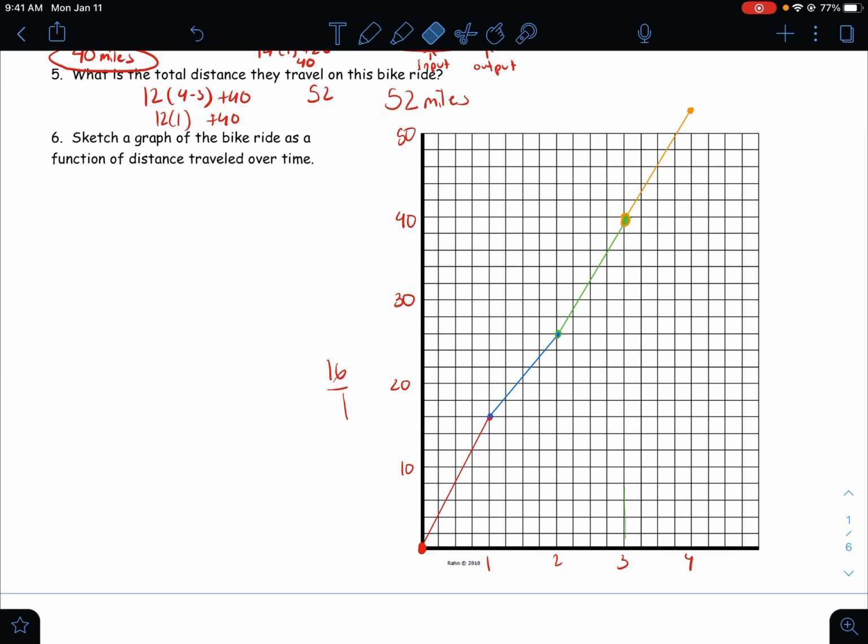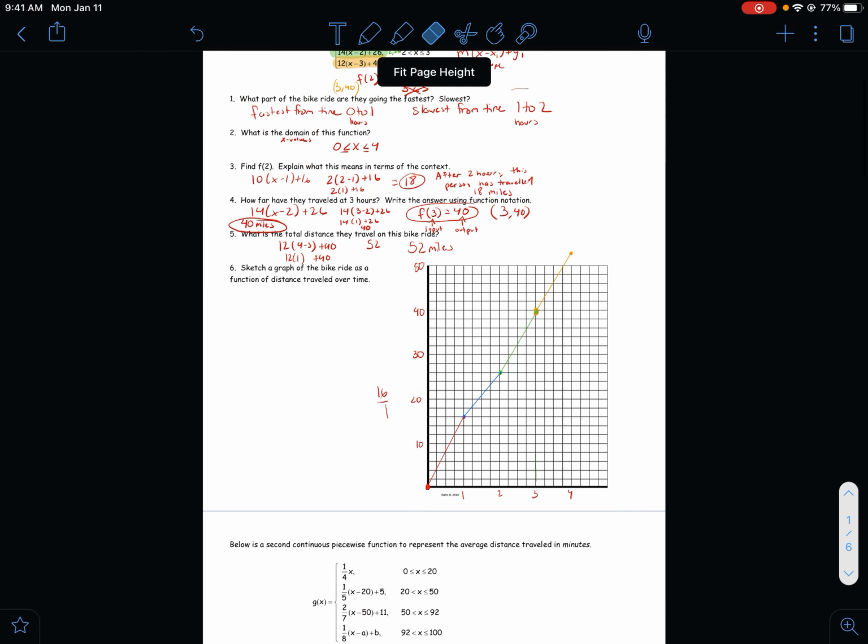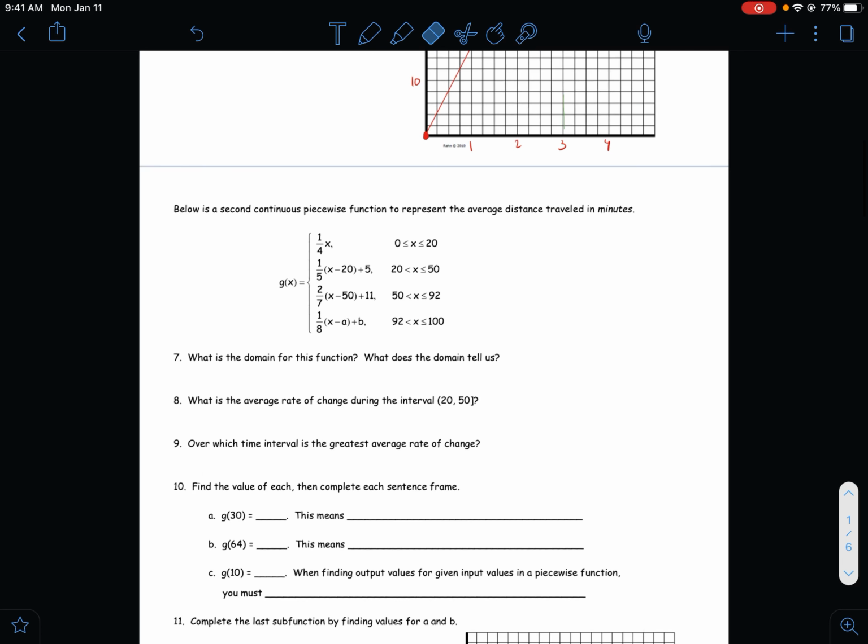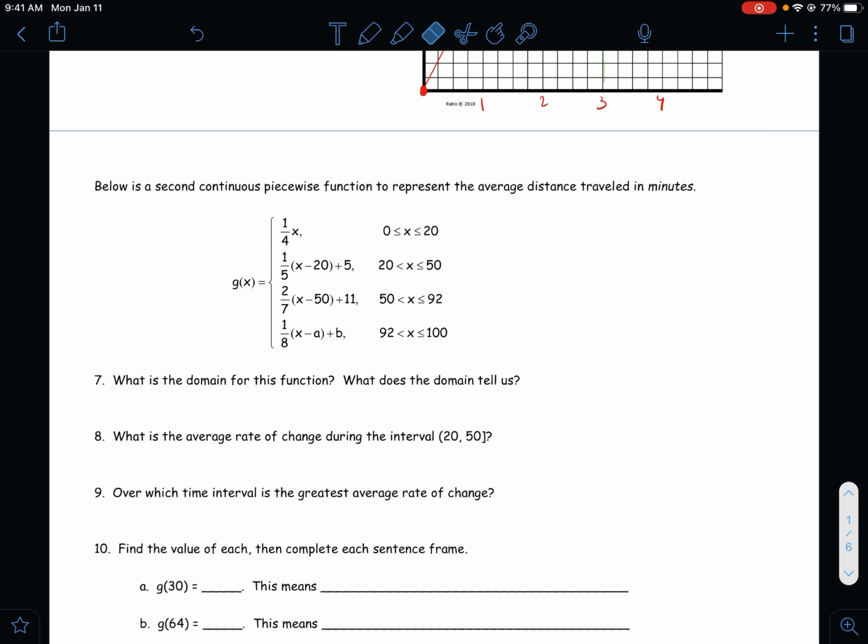And you can tell that there are 3 different functions going on there. All right, next. It says below is a second continuous piecewise function to represent the average distance traveled in minutes. So your input is minutes, and I will assume the output is still miles. So it says, what is the domain for this function? What does the domain tell us?